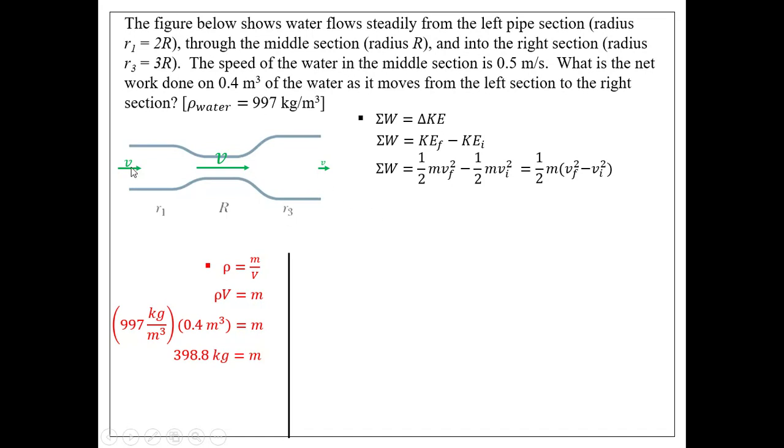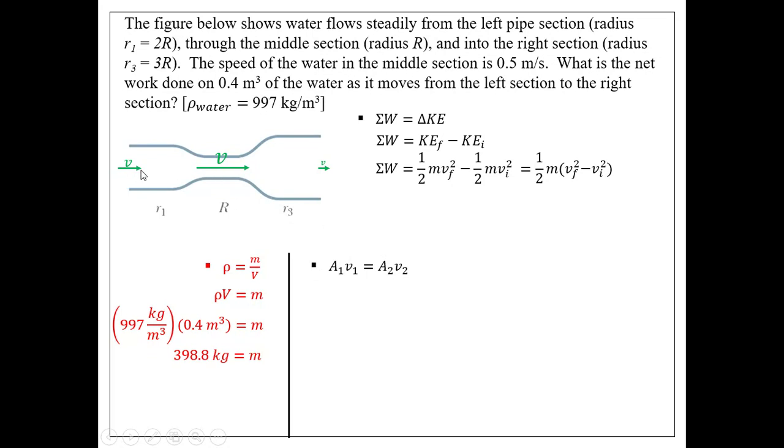Okay, we need to figure out what the v on the left is and what the v on the far right is, because this is the initial speed, and then this is the final speed. So to do that, we can just use the continuity equation. So here, we can say that A1v1 is equal to A2v2, A being the cross-section area, and then v being the speed. So I know what v2 is, so I'm just going to go from left to middle.